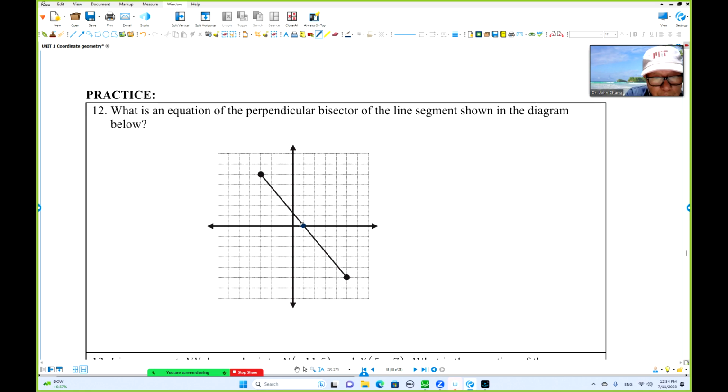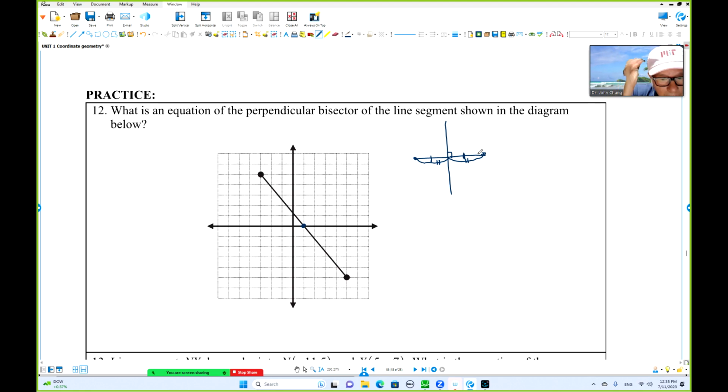Okay, the next one is about perpendicular. Because the graph is shown over here, you can use the graph to find the slope and midpoint. Perpendicular bisector means what? When you have the line over here, perpendicular and bisect, divide. This perpendicular line divides the other segment into 2 equal segments.